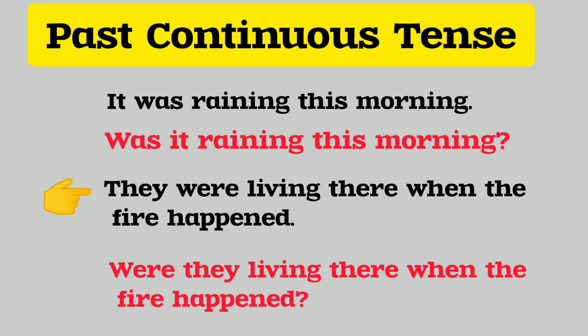The next. They were living there when the fire happened. Again, we are going to change the first two words. Were they living there when the fire happened? So here also we have used the connecting word when to connect two past actions in one sentence.